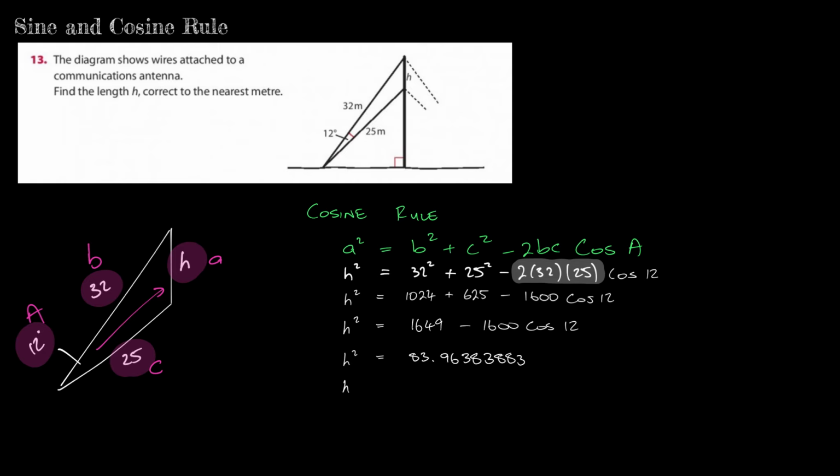83.96383883. So to find out what h is, this is telling me what h squared is. I want to find out what h is, so I need to get the square root of both sides. If I get the square root of the left hand side, I'll be left with just h. If I get the square root of the right hand side, I'll be left with the square root of the answer, which is 9.163178424, and they wanted that correct to the nearest meter. So correct to the nearest meter, the answer will be 9 meters.